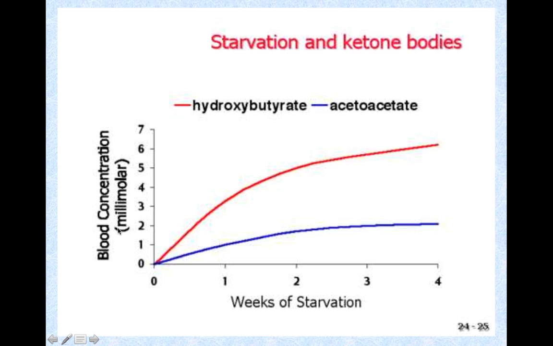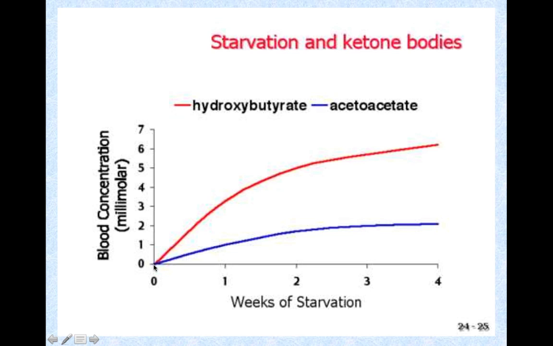These are the blood concentrations in millimolar amounts. I'll convert them to grams in a few minutes. This is weeks of starvation. Red line indicates beta-hydroxybutyrate. Blue line is acetoacetate. Okay? If a person stops consuming food, within a few days, actually overnight, these start to accumulate.